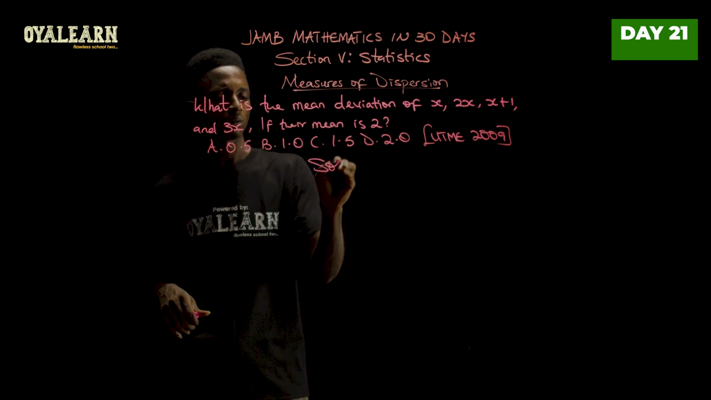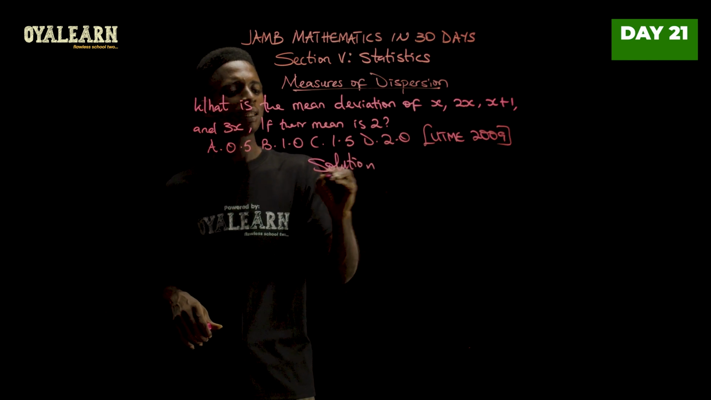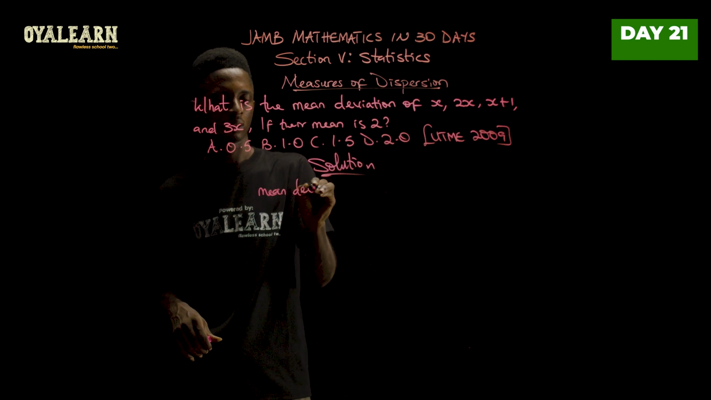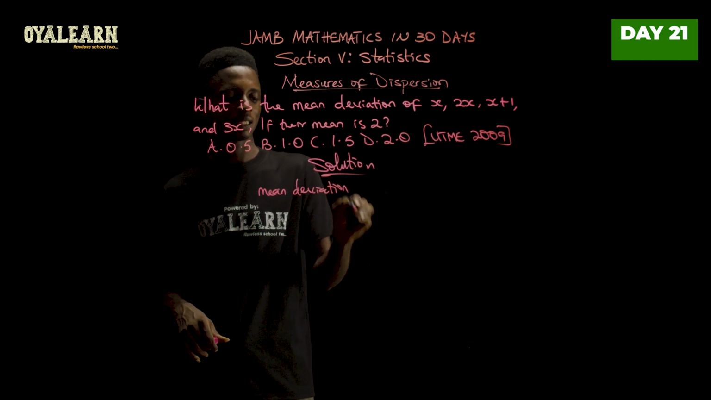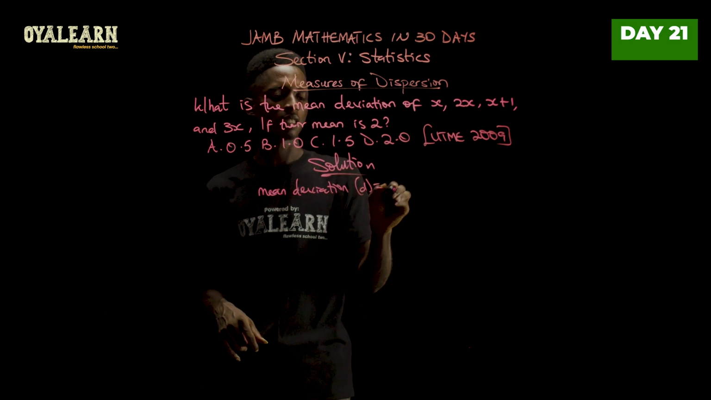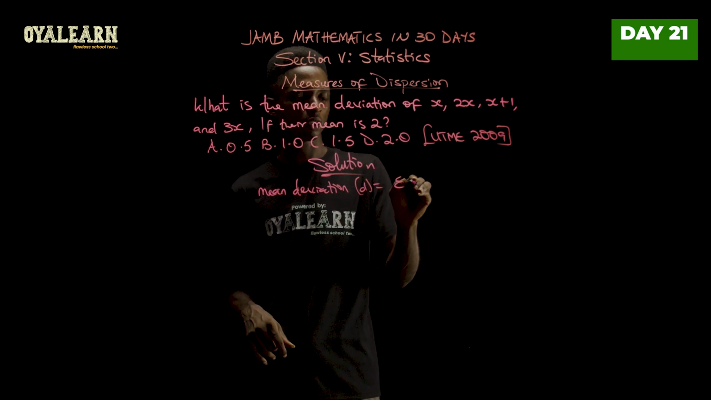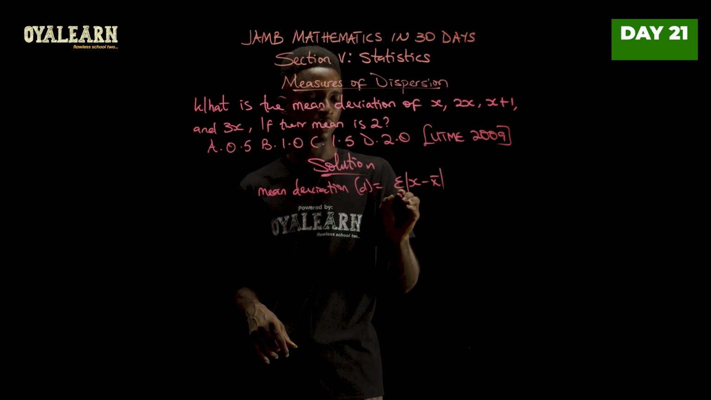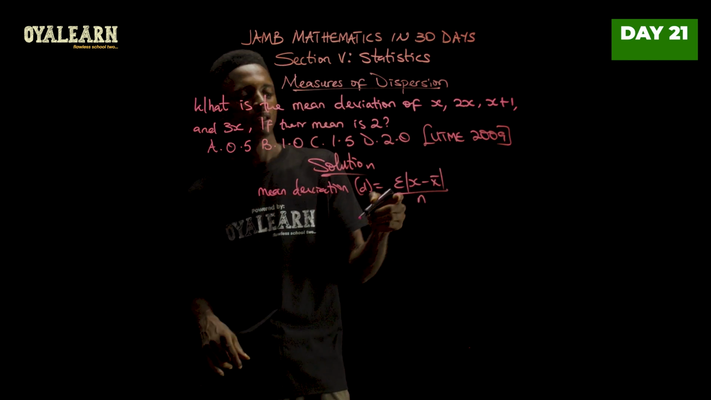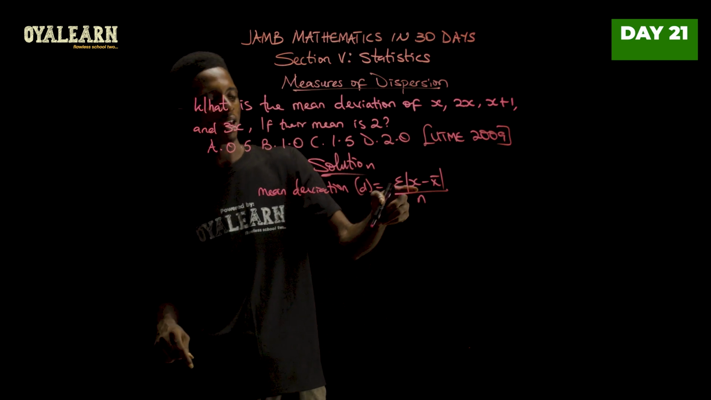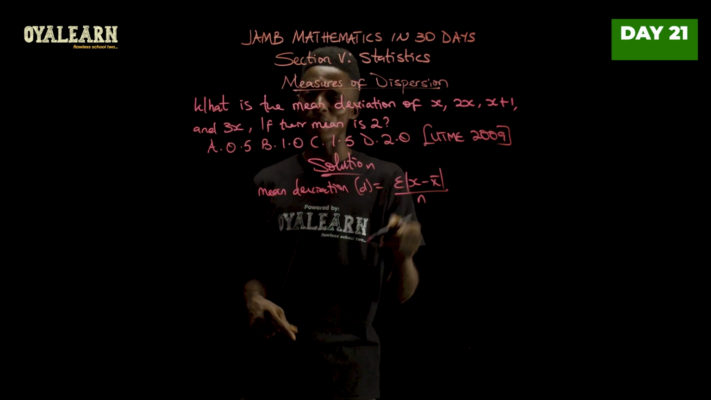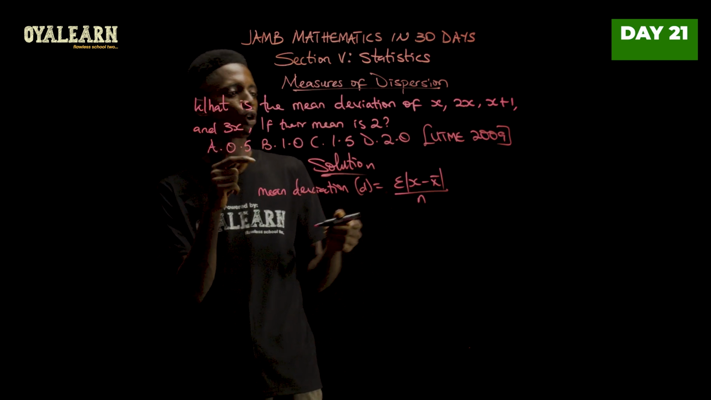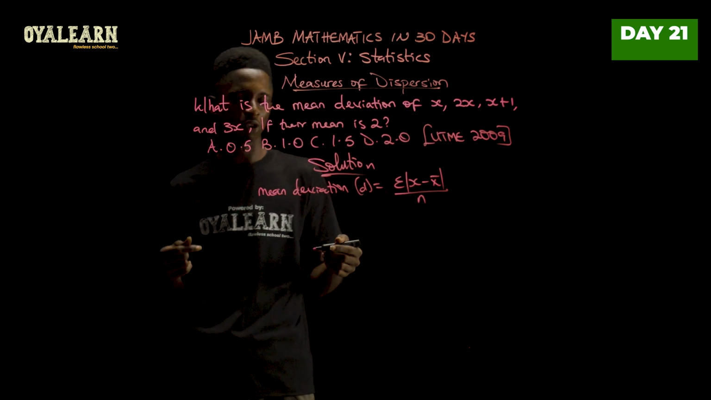Now, mean deviation for discrete data, like in this case, is given as the summation of the absolute value of x minus x bar, over n. So we have to find the absolute value of x minus x bar, where x bar is the mean. So we have the mean, right? So we have to first find the value of x in each of these cases.